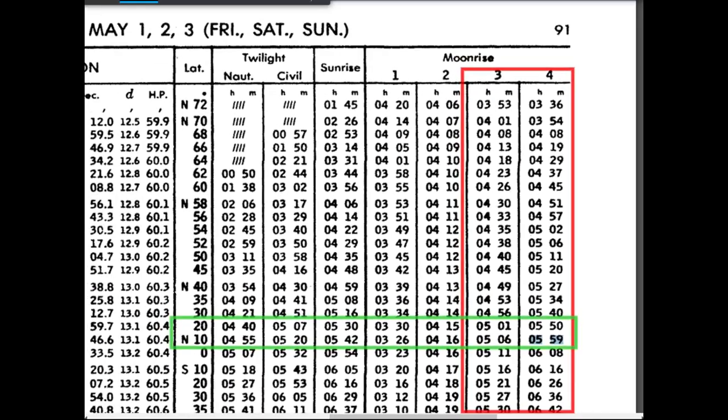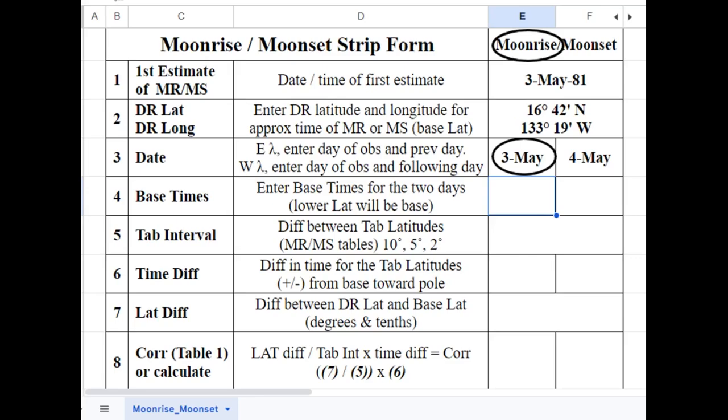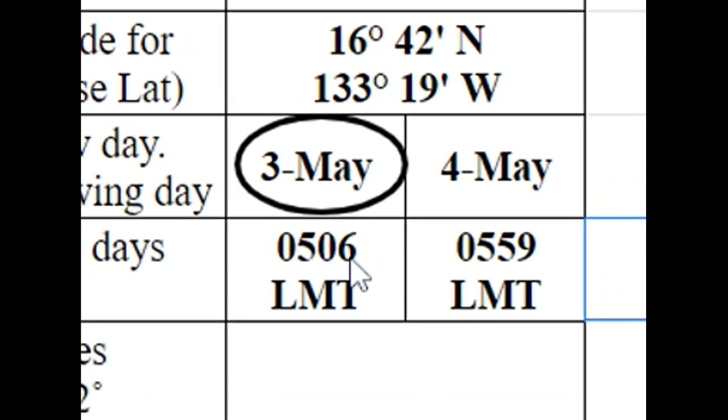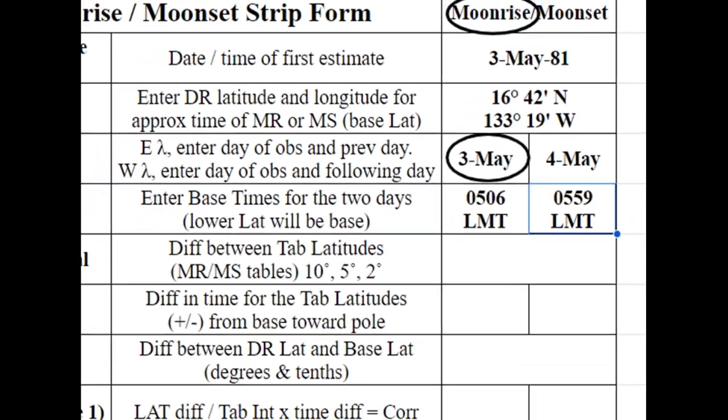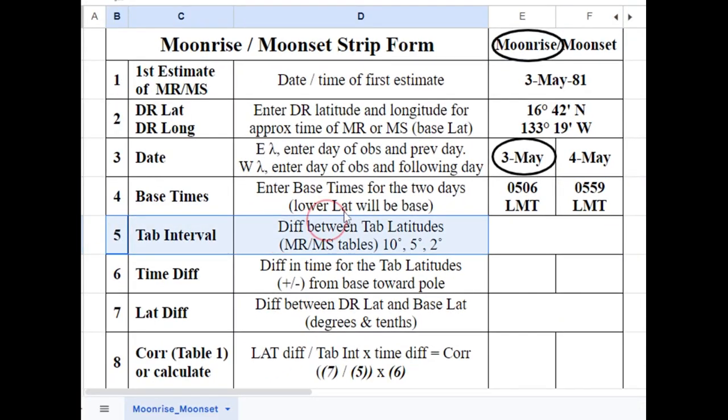So let's put that into the strip form. Here we are back at our strip form. So we're going to fill in our base times from the nautical almanac. Base times being 0506 LMT on the 3rd, 0559 LMT on the 4th. Next up is step 5, the tabulated interval.